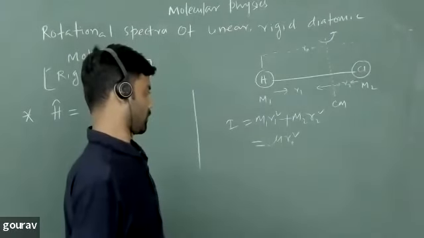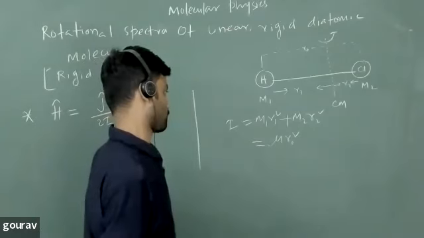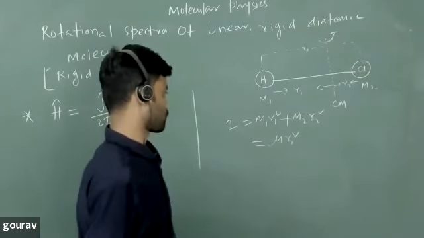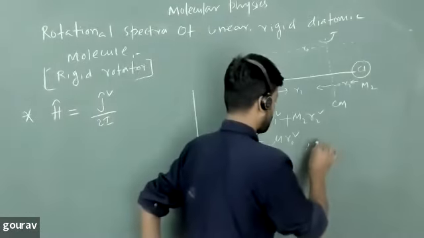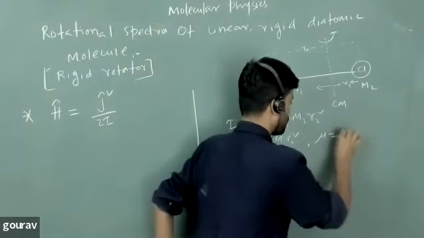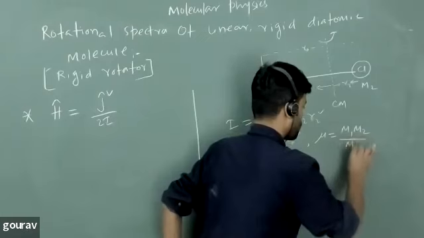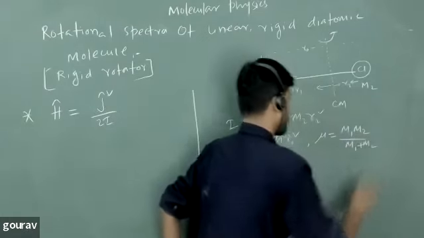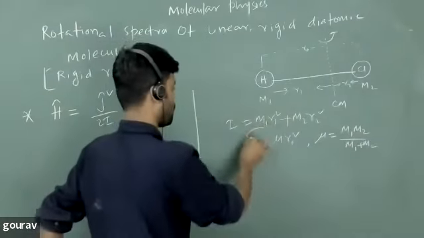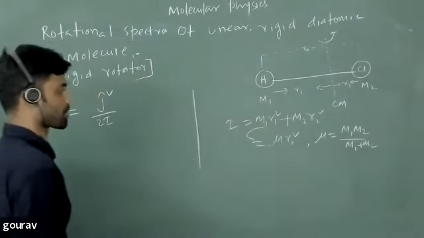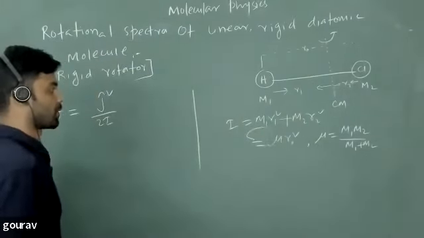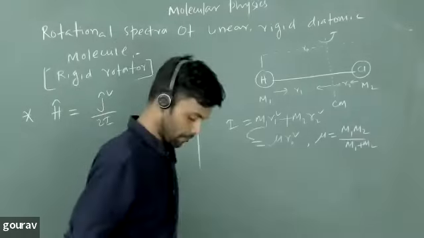How will we prove this? Can anybody prove this? Mu equals reduced mass, that is m1 m2 divided by m1 plus m2. Can anybody prove from here to here? R1 plus R2 is equal to R0. Yes, sir. So m1 r1 equals m2 r2.